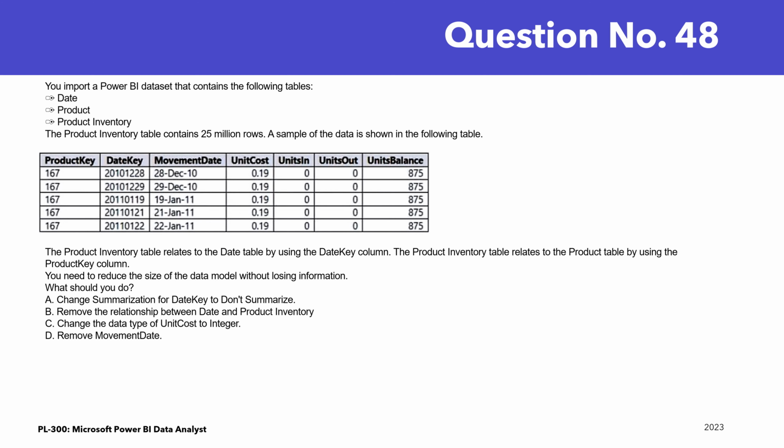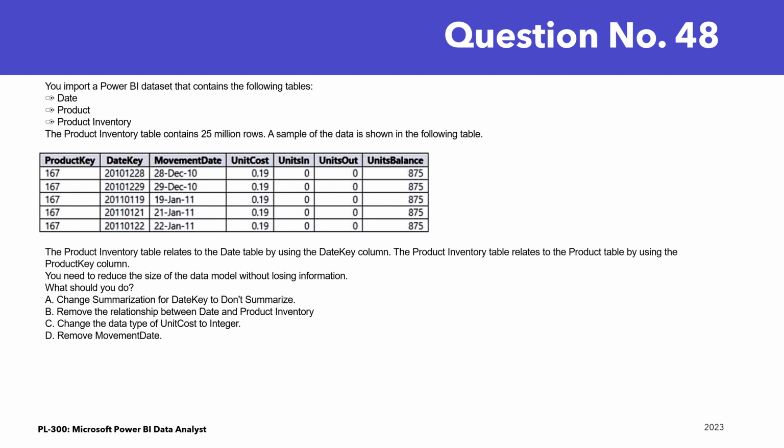You import a Power BI dataset that contains the following tables. Date, product, inventory. The product inventory table contains 25 million rows. A sample of the data is shown in the following table. The product inventory table relates to the date table by using the date key column. The product inventory table relates to the product table by using the product key column. You need to reduce the size of the data model without losing information.